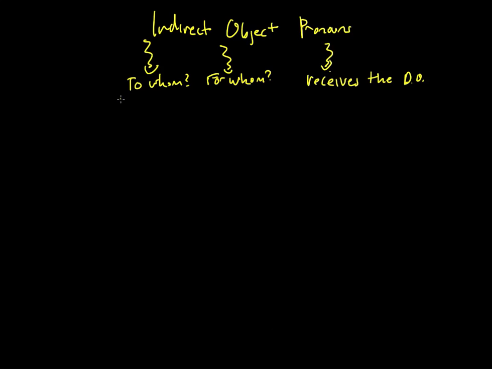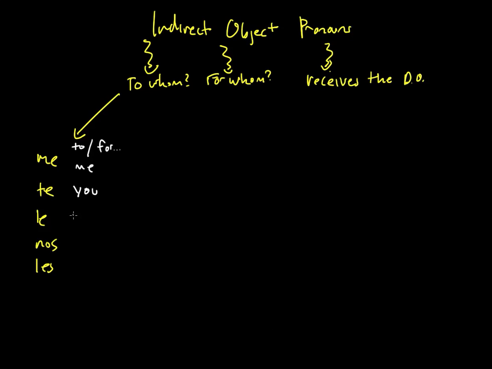Okay? Now let's write our indirect object pronouns here. So me, te, le, nos, and les. Okay? Now in English, I'm going to write first to or for. So me means to me or for me. Te means to you or for you.